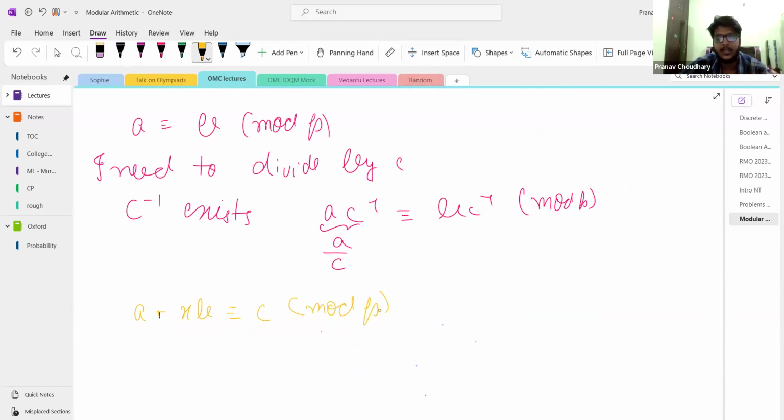a plus xb congruent to c mod p always has a solution, as long as b and p are co-prime. This should be obvious enough, right? By existence of inverses.